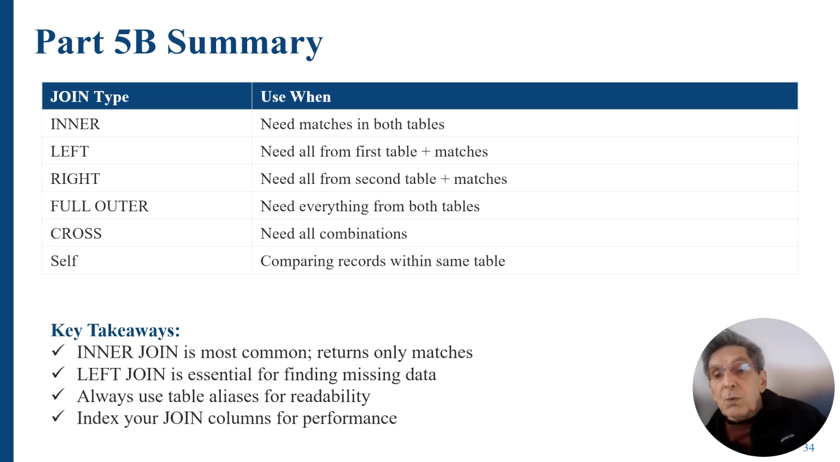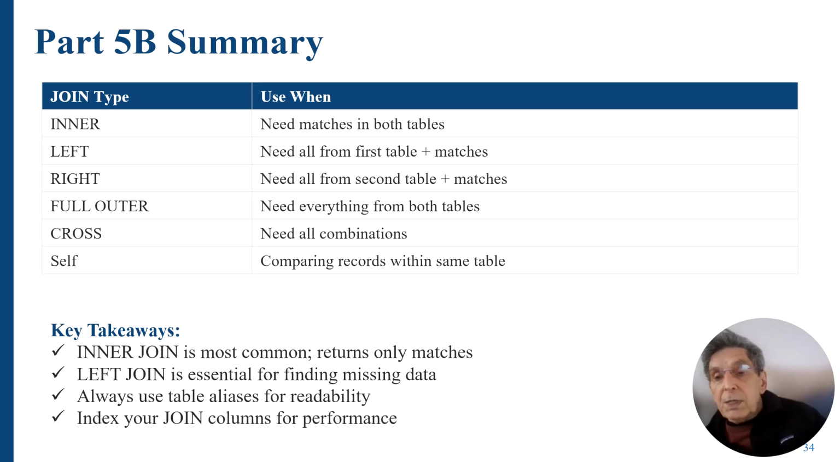Full outer join, when you need everything from both tables. And cross join, when you need all the possible combinations. We use the self join when we're comparing records within the same table and trying to find relationships between data within the same table.